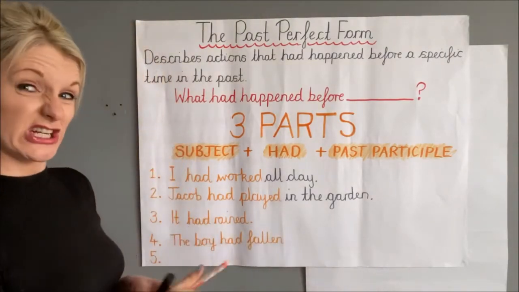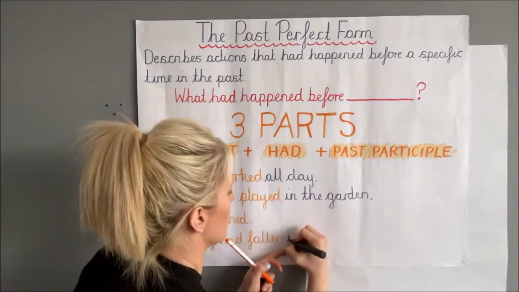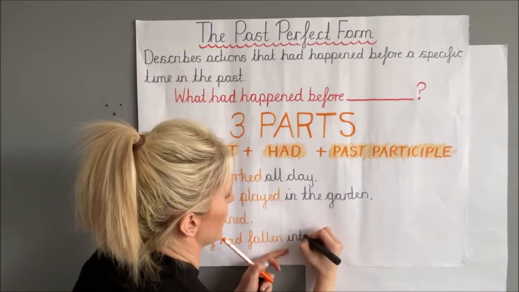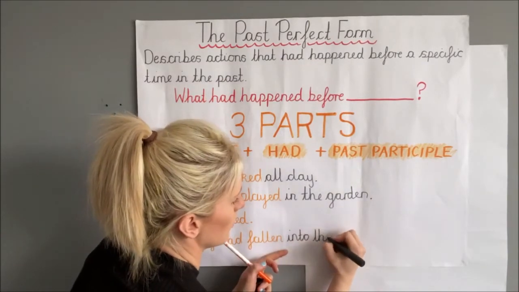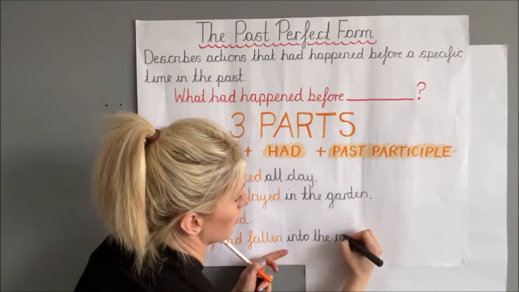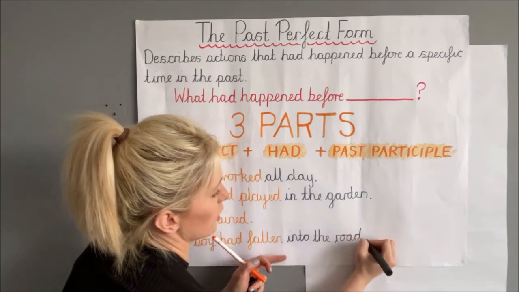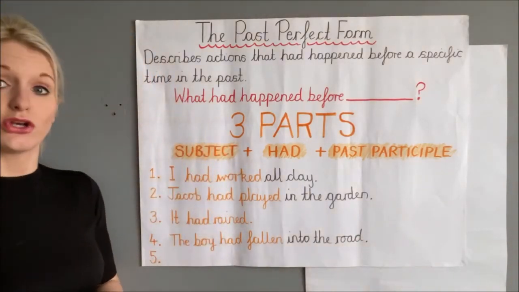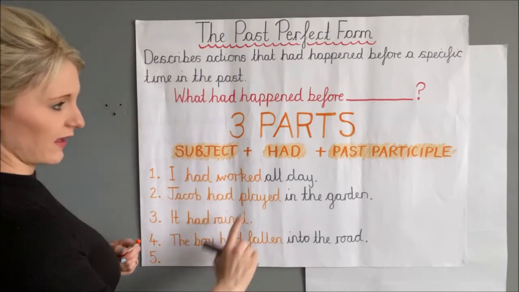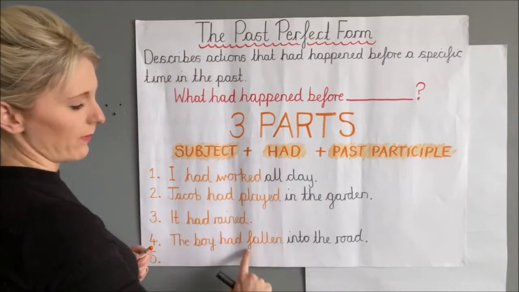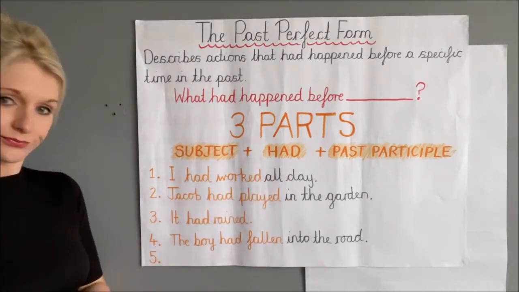And I'm going to finish that sentence by saying into the road. So this bit isn't part of the past perfect form. It's just going to finish off my sentence. So the boy had fallen into the road. I've got my subject, the boy, my second part, my had, and my past participle is fallen.